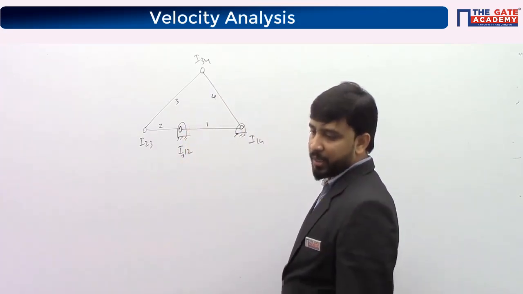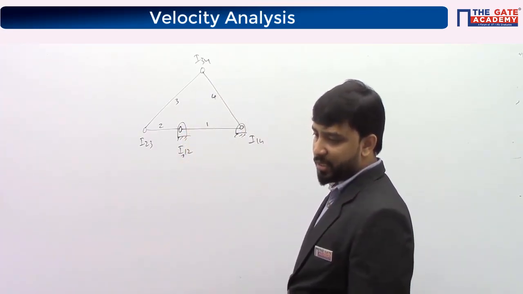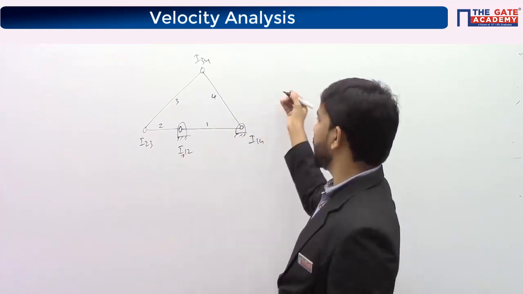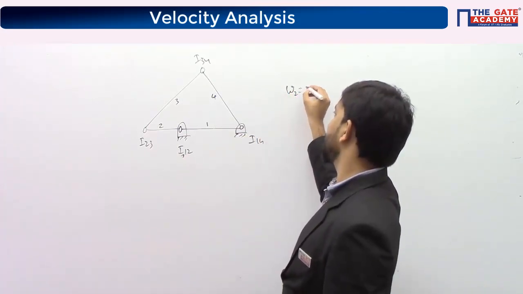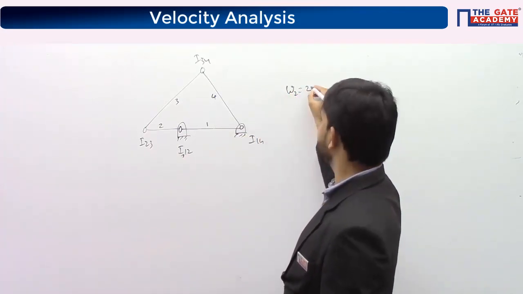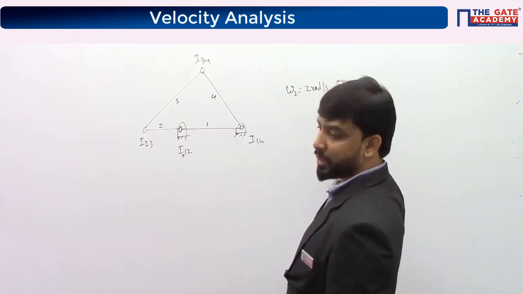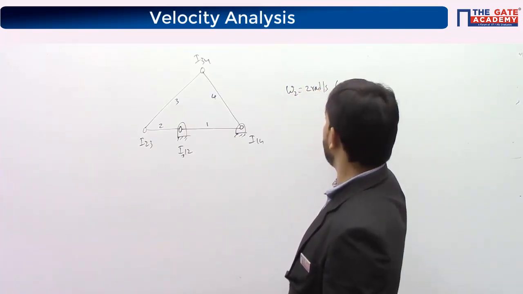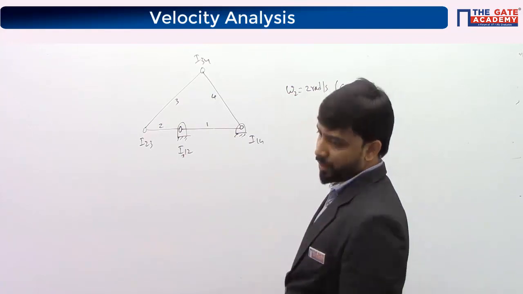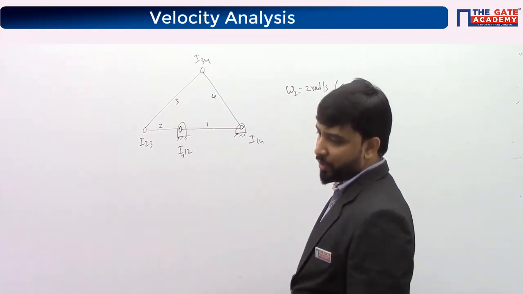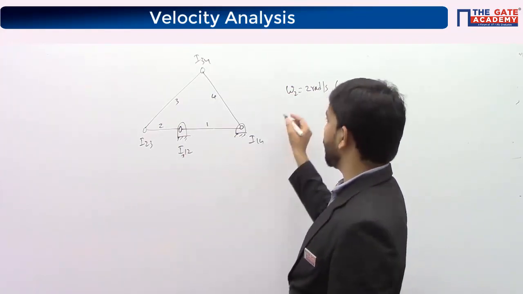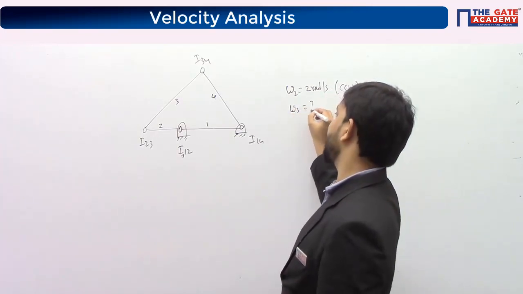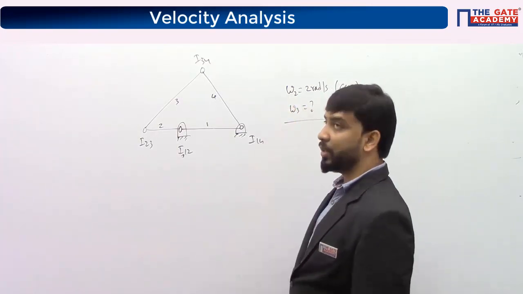In the question, he is saying that the input link O2P of a 4-bar linkage is rotated at 2 radian per second. So O2P is link number 2. It is rotated at 2 radian per second, counterclockwise, as shown below. The angular velocity of the coupler we call 3. So we want to find out omega 3. Omega 2 is given, we want to find out omega 3.